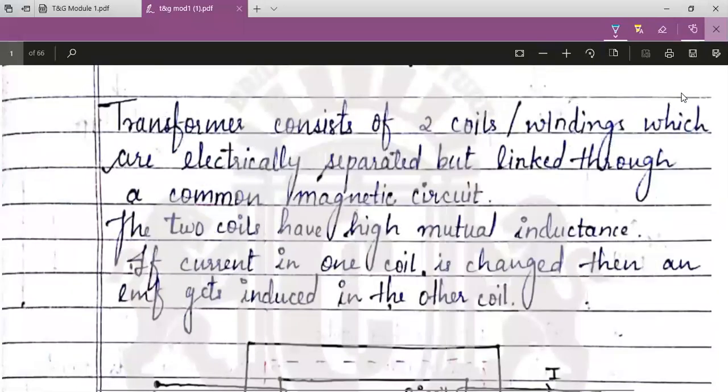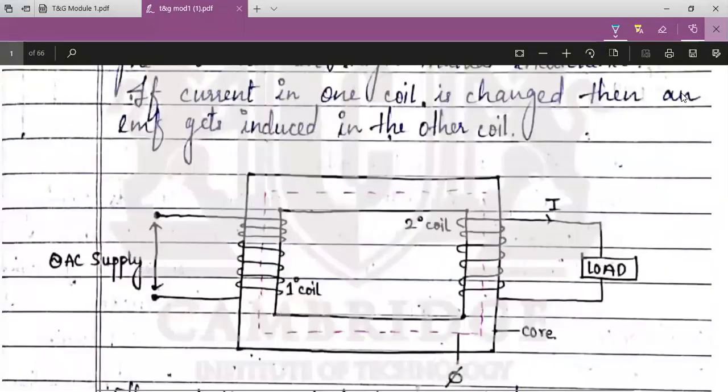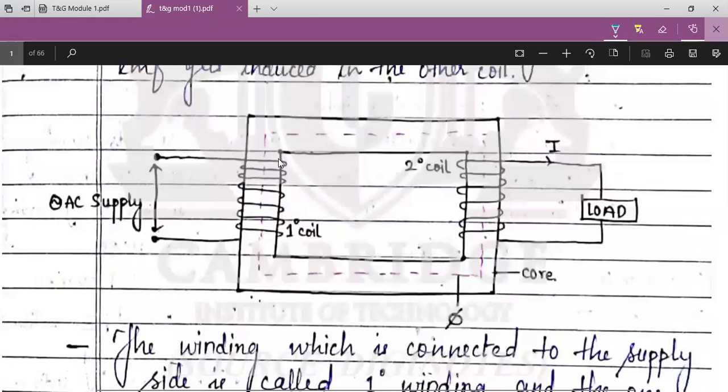So it consists of two coils. You all know these basics. So here there are two coils. One is a primary winding, which is connected across the AC supply, and the secondary winding, which is connected across the load. So always the secondary winding is connected across the load, and the supply is given to the primary side of the transformer. If it is a single phase transformer, the supply is single phase, 230 volts. If it is a three phase transformer, the supply is 440 volts.